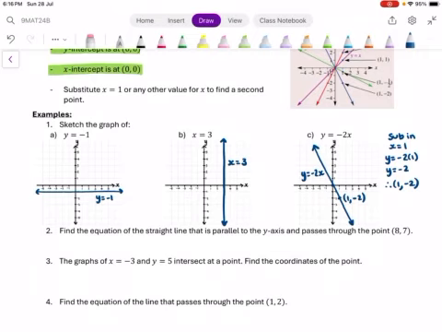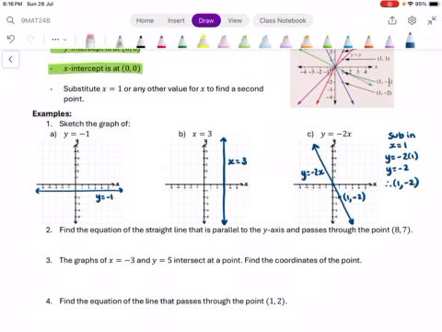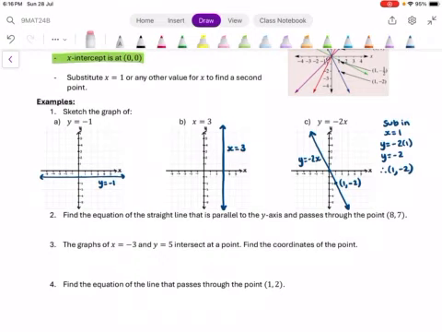Example 2, we want to find the equation of the straight line that is parallel to the y-axis and passes through the point (8, 7). So if it is parallel to the y-axis, it means it is in the form of x equals c. So this means that it is going to be a vertical line, and this c value is going to be our x coordinate of 8. So therefore we're going to have the equation x equals 8. For a line to be parallel to the y-axis, it means it is a vertical line, because our y-axis is also a vertical line.